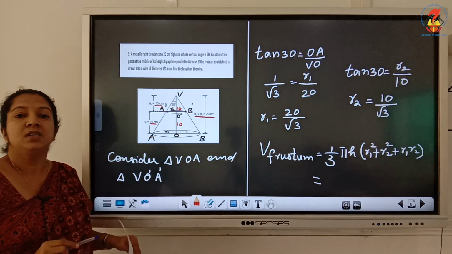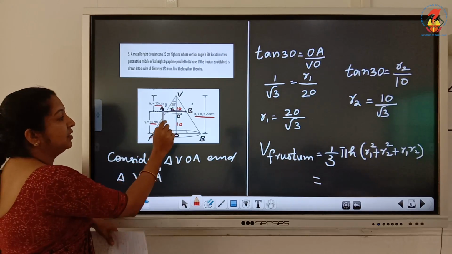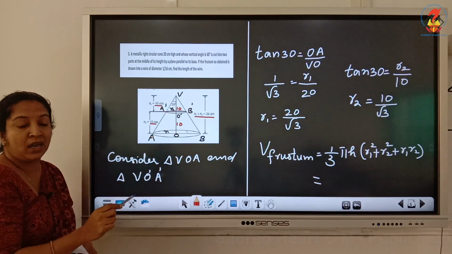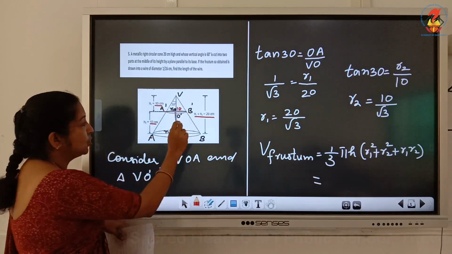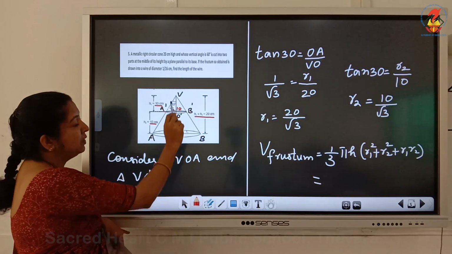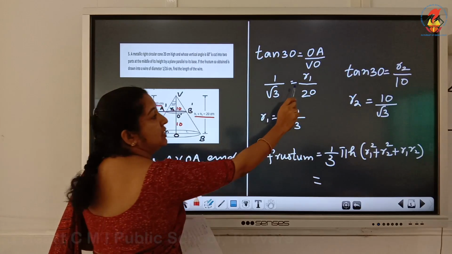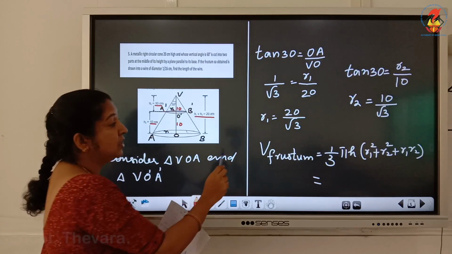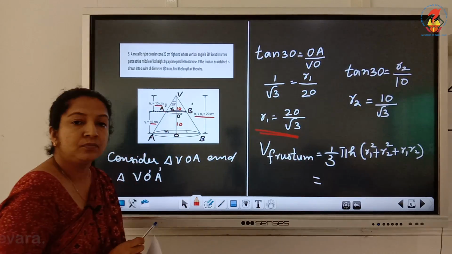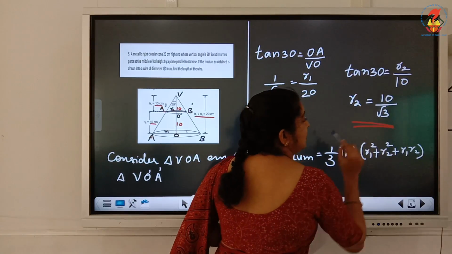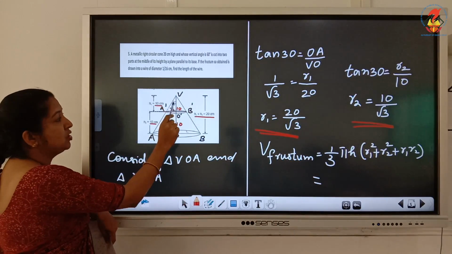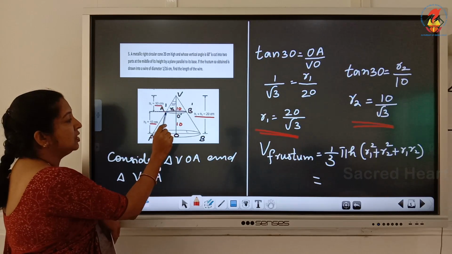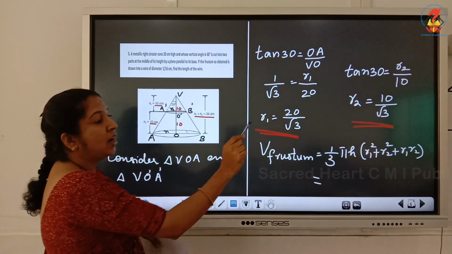So here we are using the trigonometric ratios. Take the first triangle, triangle VOA. From that, tan 30 is equal to OA by VO. But VO is 20, OA we have taken as R1. Tan 30 is 1 by root 3. So R1 is 20 by root 3. Similarly, R2 is 10 by root 3, because consider the small triangle, triangle VO dash A dash, in which tan 30 is R2 by 10. So R2 is 10 by root 3.